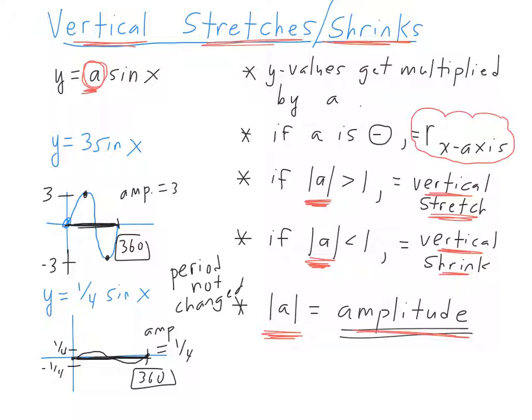So if we compare the original graph of sine of x and we throw a 3 in front or a 1/4 in front, it's still going to complete its full cycle by the time it hits 360 or 2 pi. The number in front here is just affecting the y values, so vertically we say it's either stretching or shrinking.